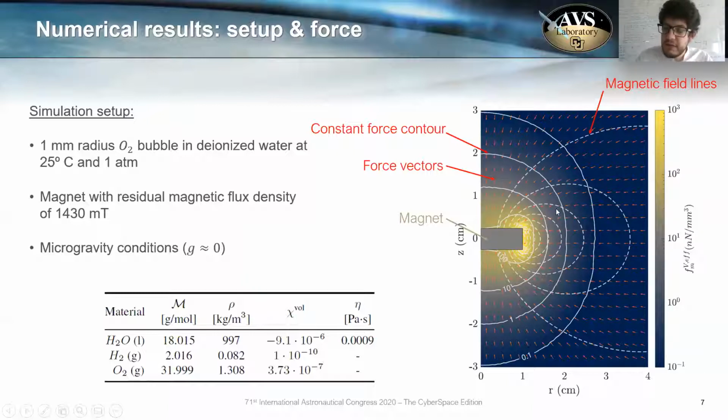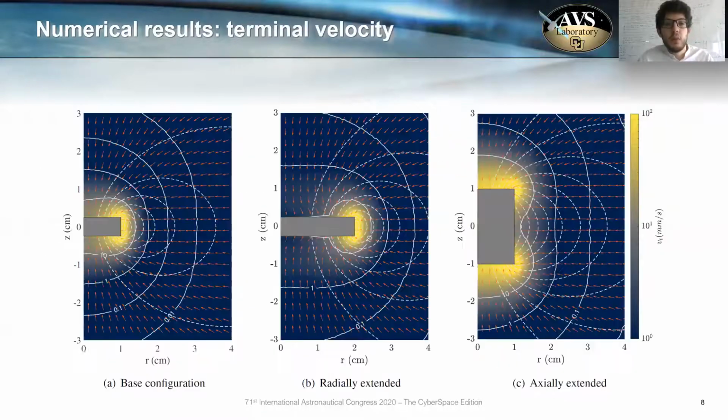We can see that the magnetic field is able to generate a magnetic force of the order of 1 nanonewton per cubic millimeter, which is 1 newton per cubic meter. For the oxygen bubble, that is more or less 1 meter per second squared of acceleration. This is huge in the microgravity environment. However, we have to be careful because, as I said before, what really matters is the terminal velocity, which gives us the steady state velocity of the bubbles in our system.